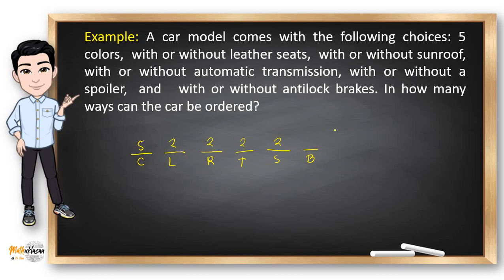And then I guess you see the pattern here, right? So it's just with or without anti-lock brakes, it's only 2. So multiplying these numbers will give us 160 ways. Okay, so there are 160 ways for us to order the car.